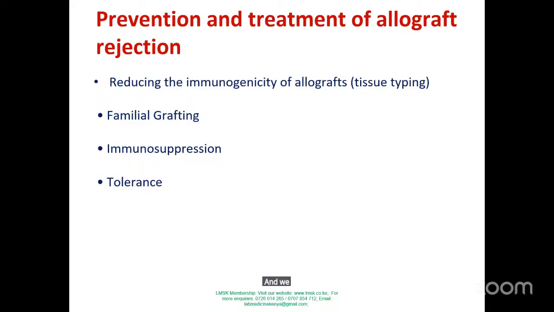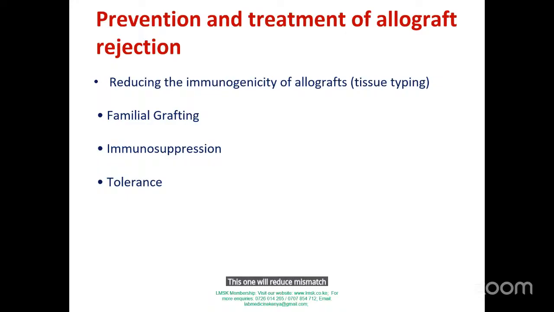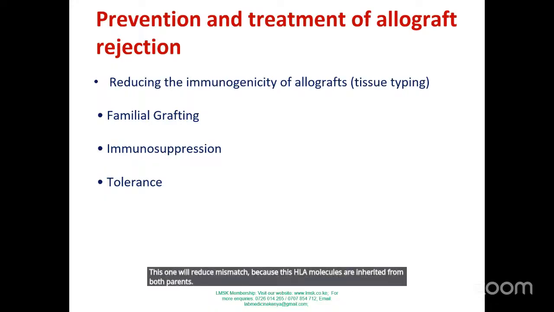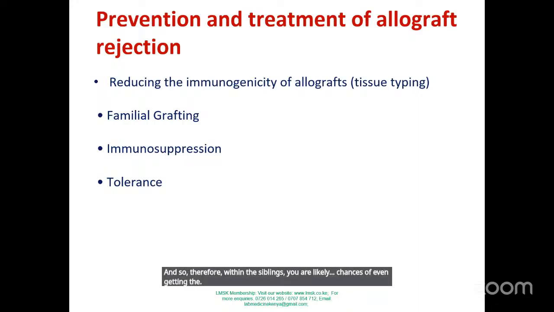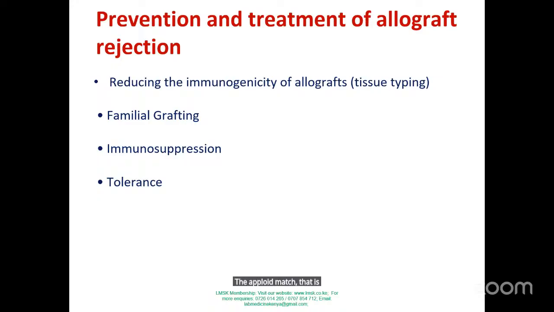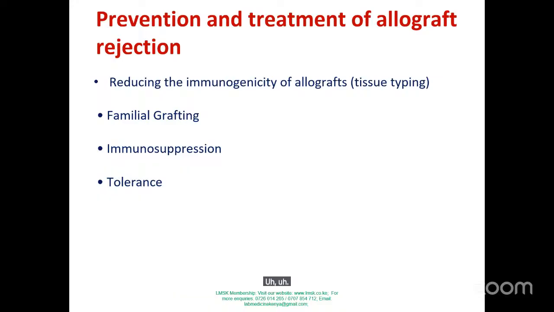We can also achieve that by familial grafting. Familial grafting means you look for the donor within the family. This reduces mismatch because HLA molecules are inherited from both parents. So among siblings, the chances of getting a haploid match, that is at least a half match, are very high compared to when you go for a random donor.